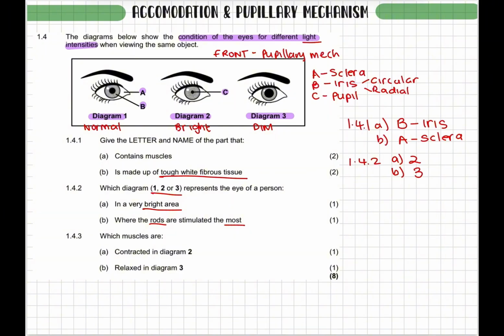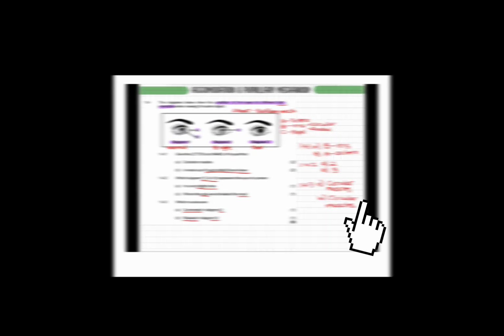Now, in the next question, we want the muscles that are contracted in diagram number 2. We can see that the pupil is smaller, which means that the radial muscles relax so that the circular muscles contract. In the last question, we want muscles that are relaxed. We know that the pupil is wider. It means that the radial muscles contract so that the circular muscles relax. And that's all for this video. Bye.